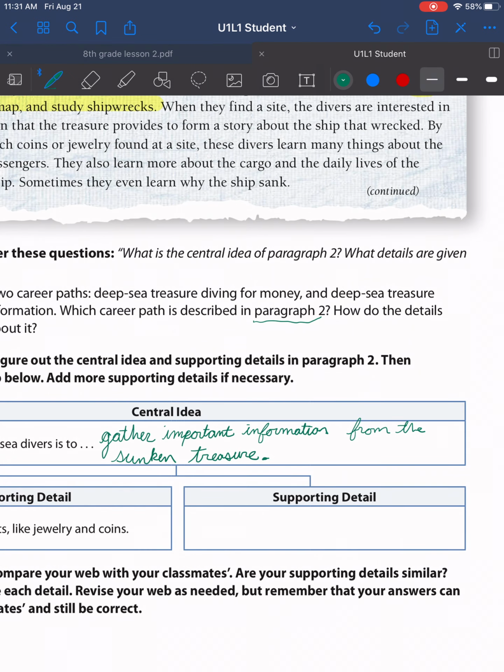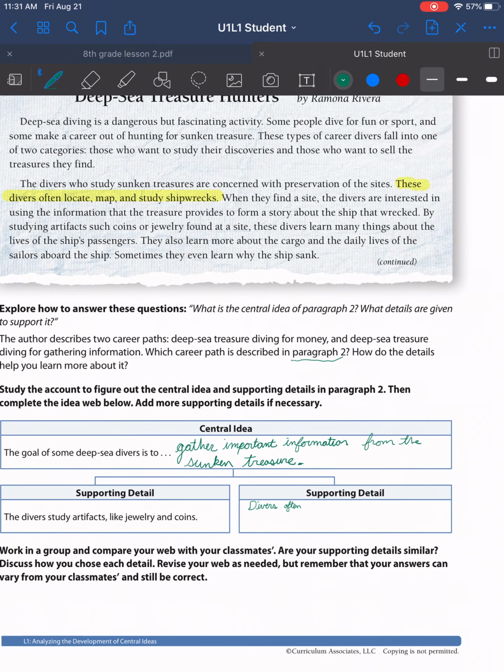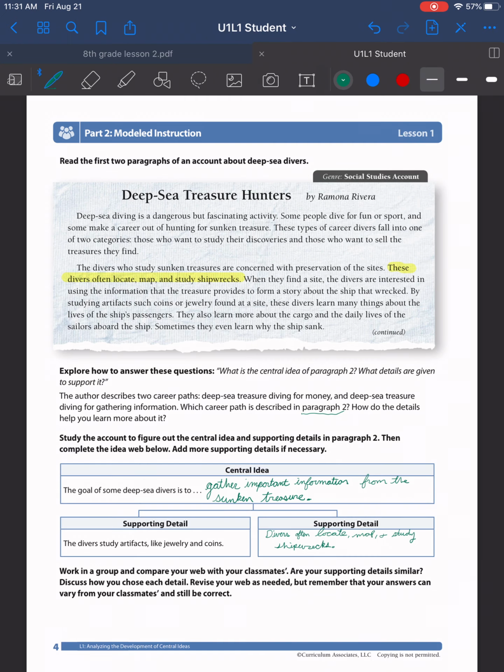Okay, so I'm going to say divers often, I have to write really small. Okay, I'm already lost. Locate, map, and study shipwrecks. Okay. Go ahead and pause the video if you need to keep writing. I'm going to keep going.